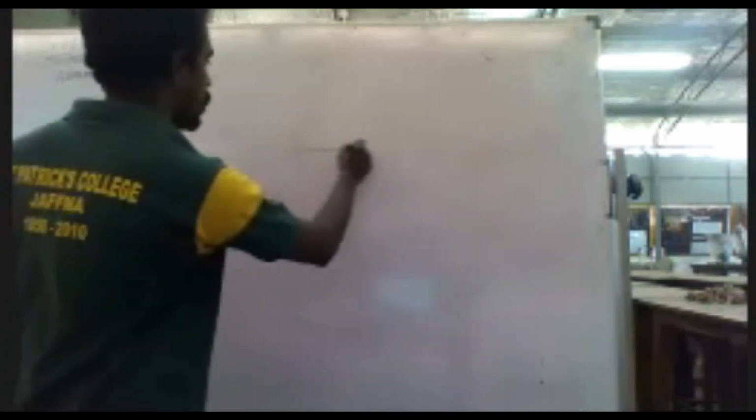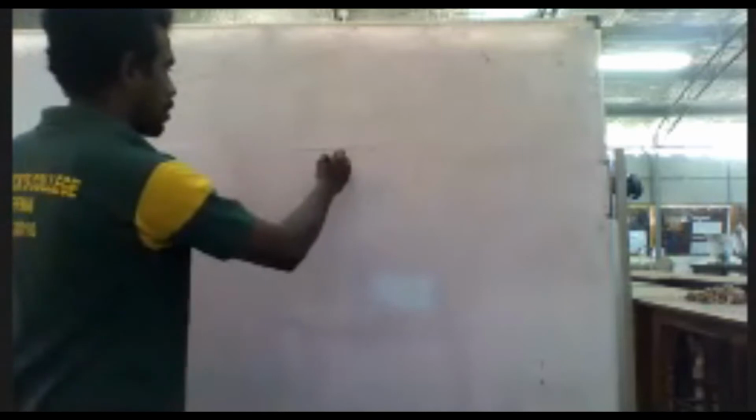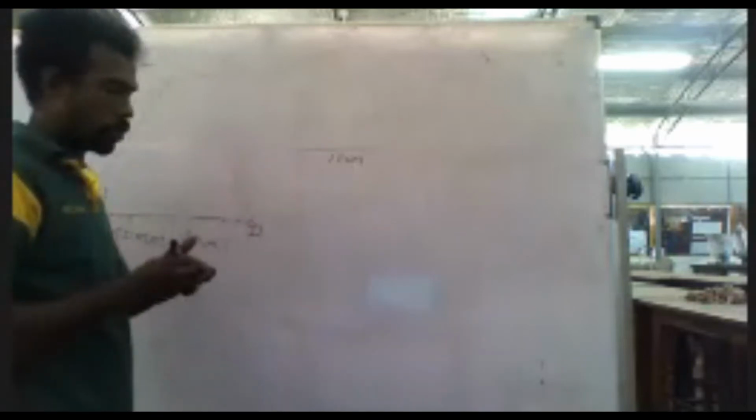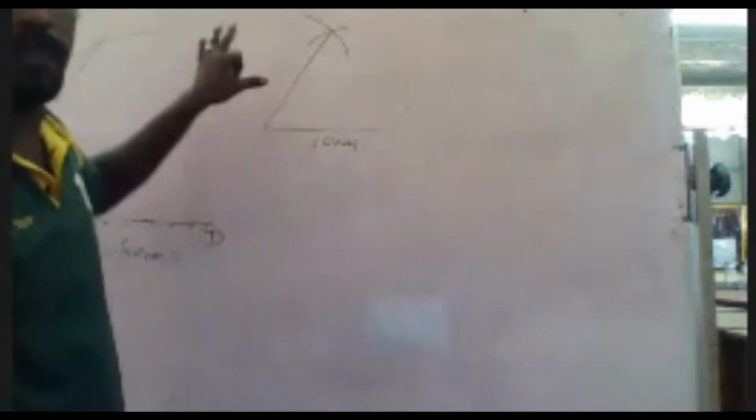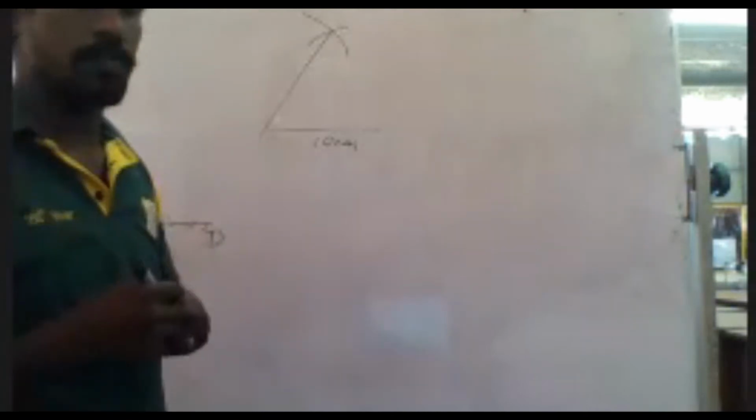You know how to draw a 60-degree angle, right? You draw a line, say for example 10 centimeter. You take your arc and make a curvature over here from this point, and another curve from this point. You join these two, and this will give you your 60 degree.